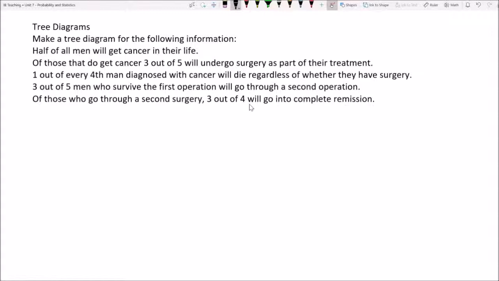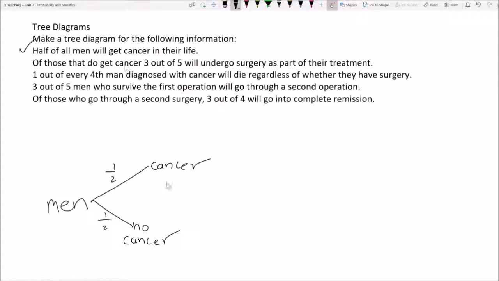Okay, here it is. Make a tree diagram for the following. Half of all men will get cancer in their life. So who are we talking about? We're talking about men. And some of them will get cancer, and some of them will not. So half will get cancer, which means that half will not. So check, we got the first part.